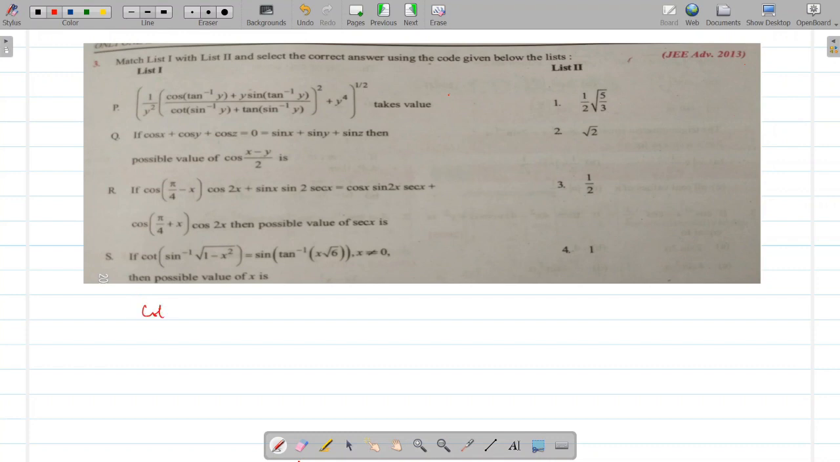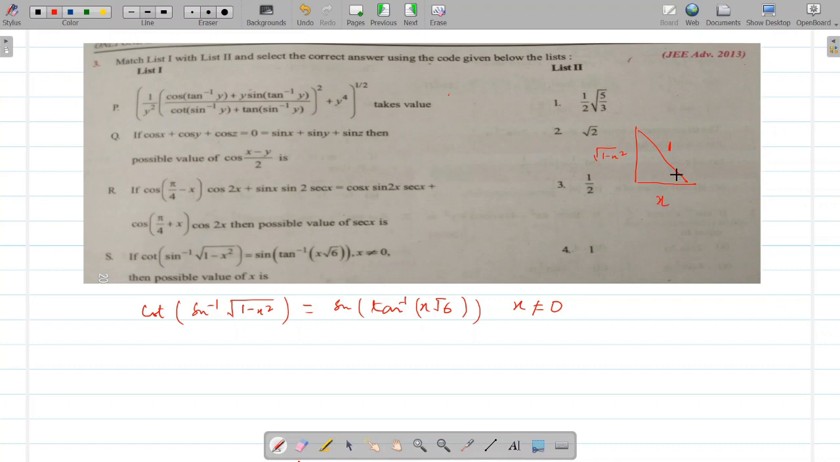This is cot of sin inverse of under root of 1 minus x square is equals to sin of tan inverse of x root 6, and x is not equals to 0. Then we have to get the possible value of x. So sin inverse of under root of 1 minus x square is given. We just convert it in cot. The sin inverse's value is given, so this is under root of 1 minus x square. This is 1. So if I simplify, I'll get this value is x.